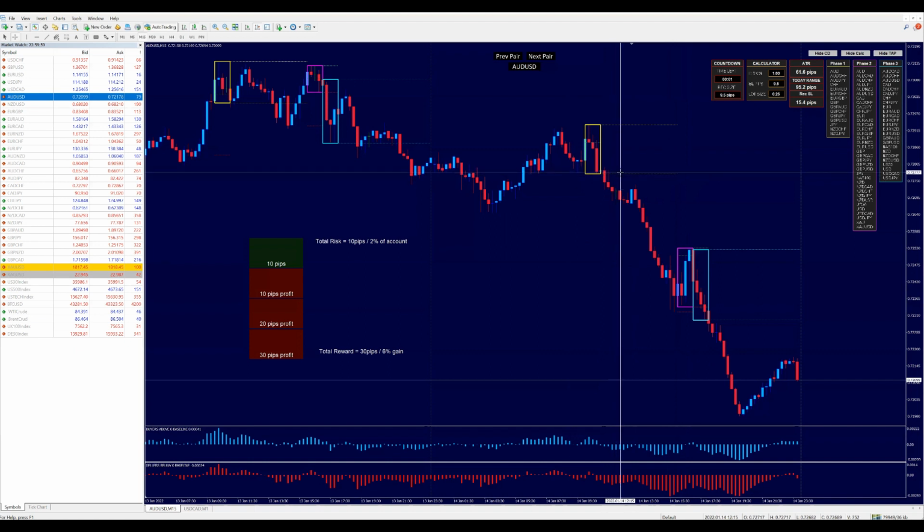So here's your entry here, and your stop loss is there. Here's your entry here. There's your stop loss here. We don't use the phase three breakout as often because as the day progresses and we get closer to that market reset, which is 5 p.m.